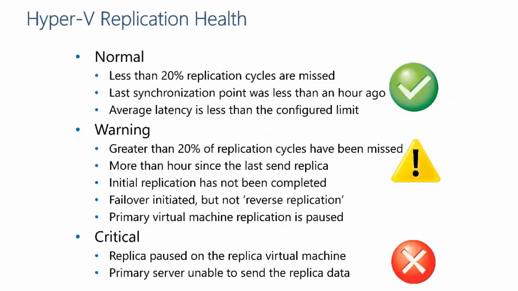Or the primary virtual machine replication is paused. You get critical errors if the replica is paused on the replica virtual machine, or the primary server is unable to send the replicated data. So this tells you how it's going.